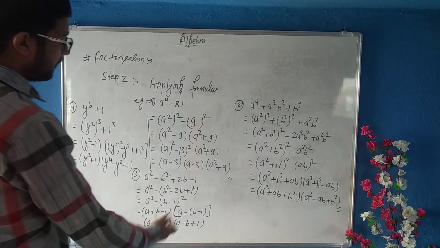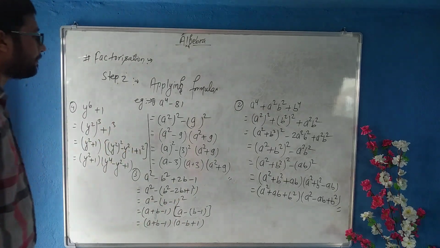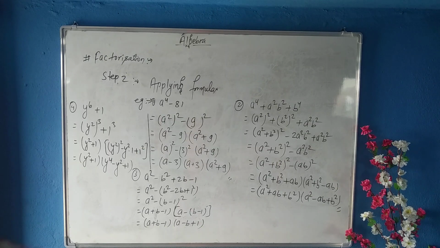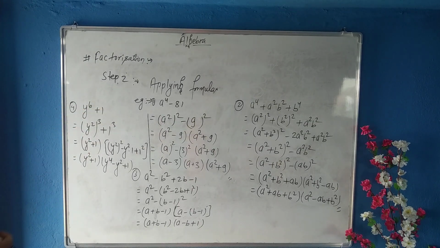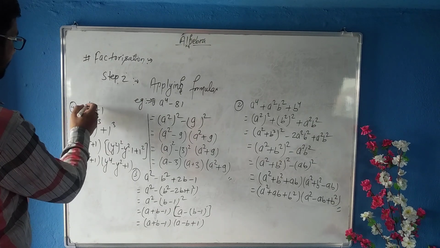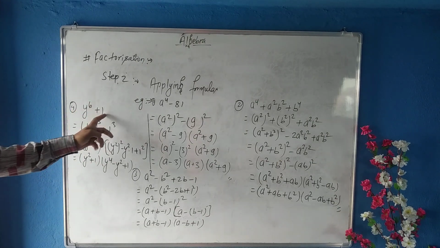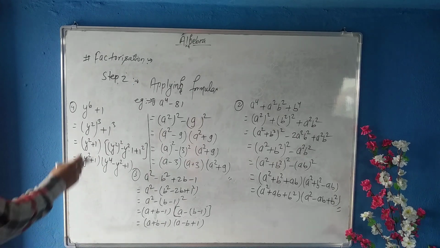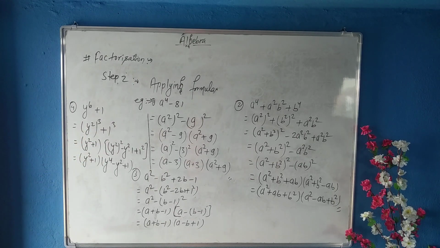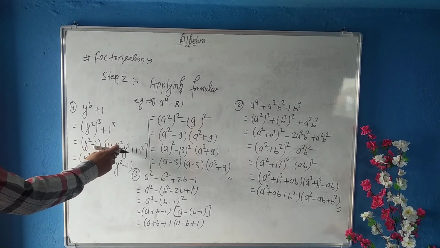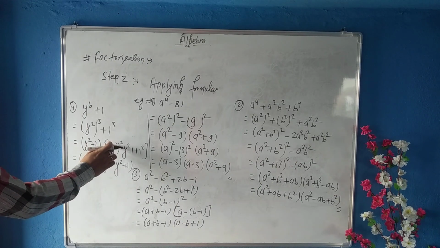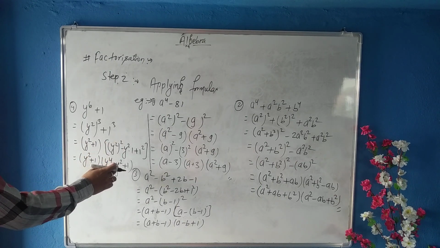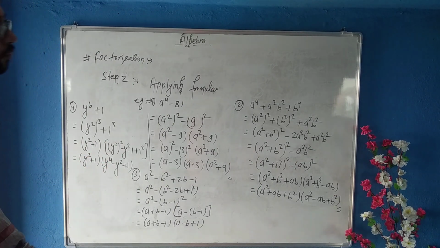Now this is another example. Let's see the next example of formula. So y to the power 6 plus 1. So there is no common, it means we should apply formula. Now what is the formula? 6 can be written as 2 to the power 3, 1 means 1 cube. So this is in the form of a cube plus b cube. Now all of you know the formula of a cube plus b cube. A plus b, a square minus ab plus b square. Now this remains the same. Y square whole square is y4 minus y square plus 1.